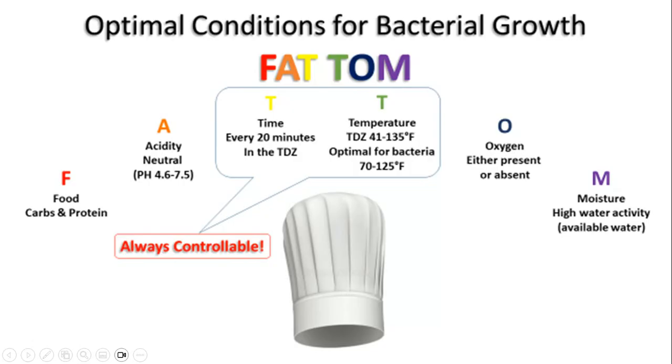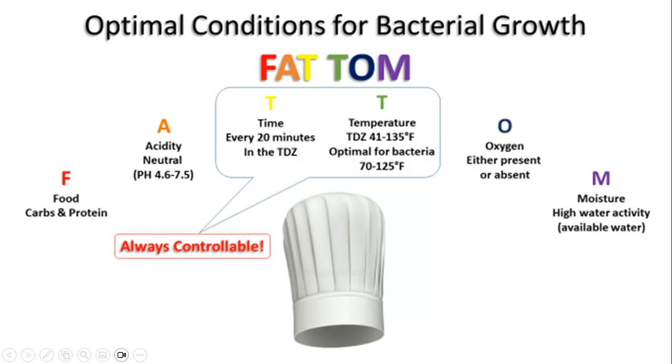Then we have time and temperature, the two T's, the two things we can always control. In every situation, we can always control those. In terms of time, in the perfect Fat Tom conditions, bacteria will multiply every 20 minutes. They'll double every 20 minutes. So if there's 1 million now, in 20 minutes it's 4 million. In 40 minutes it's 8 million. Right? Everything all of a sudden can start multiplying rapidly.